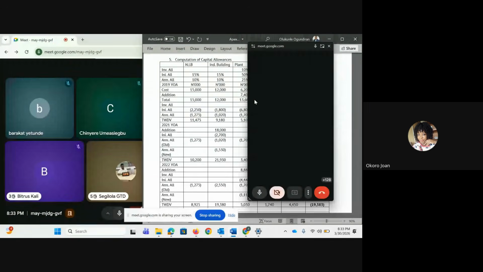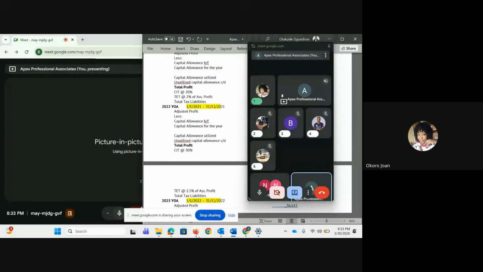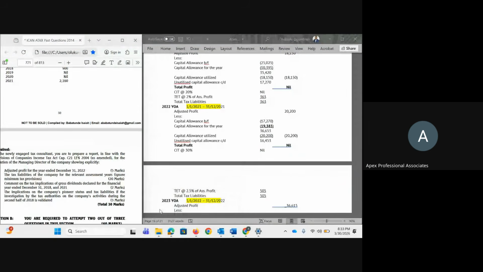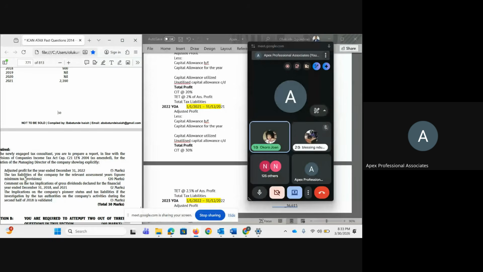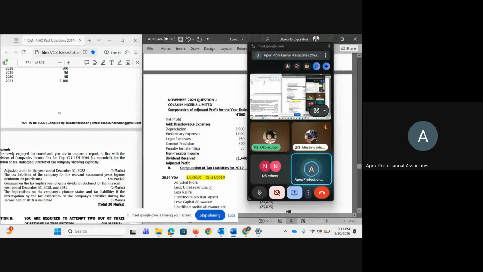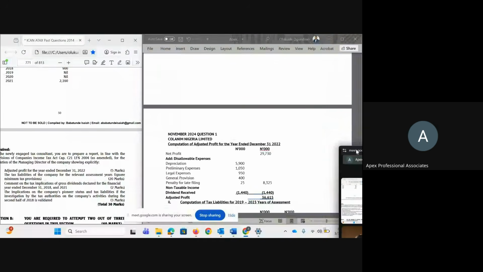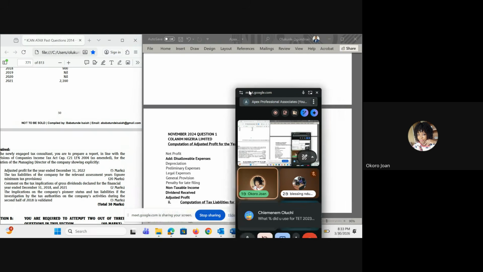I only saw that the accounts information given was 2022, so I was thinking it should be on the year ended. The requirement is adjusted profit for the year ended 31st December 2022. That's why I just adopted it. I told you before that you should always adopt the information provided. That's why I used the year ended 31st December 2022. But if I'm saying year of assessment, then it should be the 2023 year of assessment. Do you understand? Okay, sir. Thank you, sir.